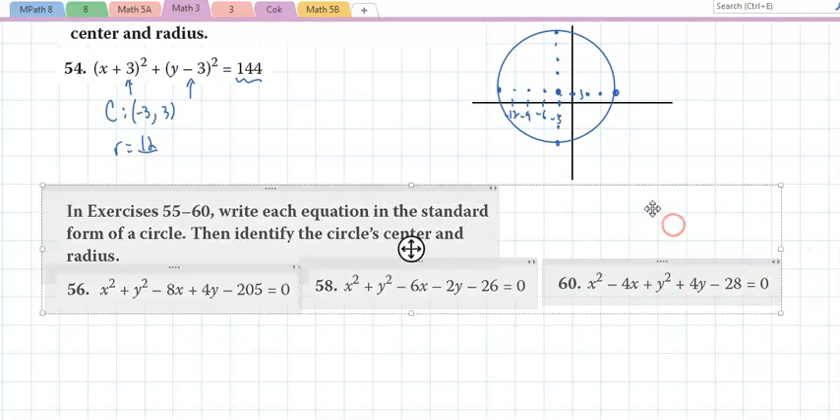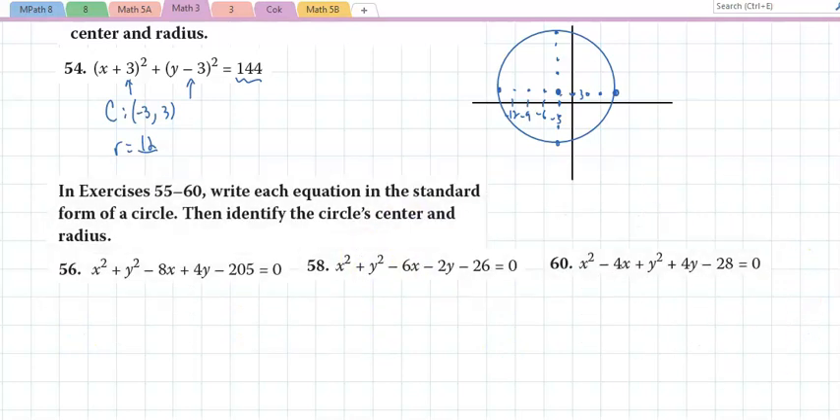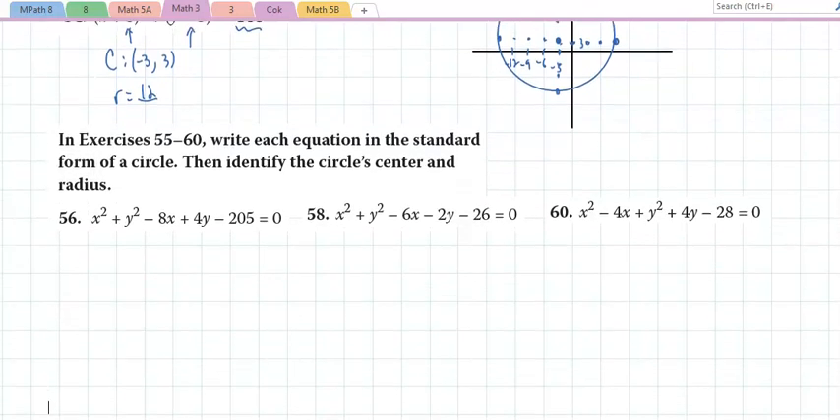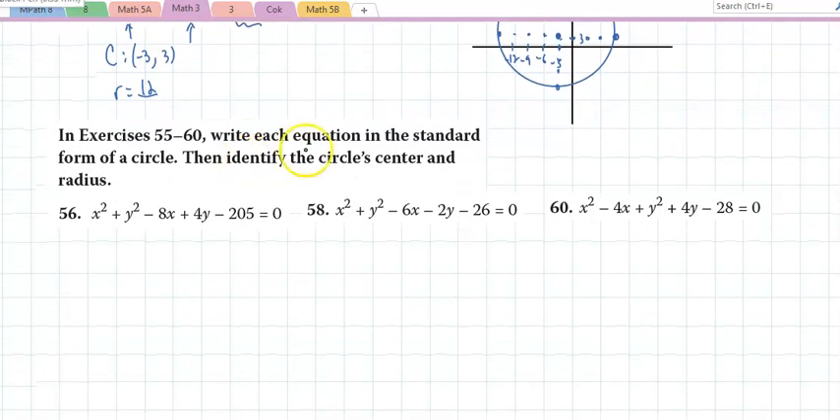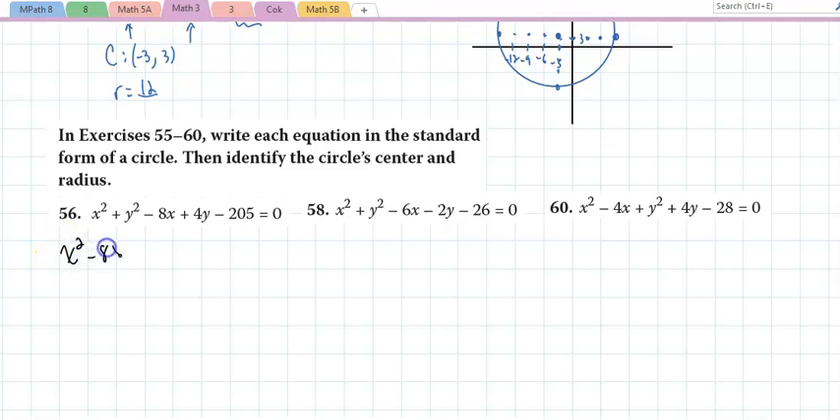Now, the catch is to get them in standard form, and that takes a bit of work, not a whole bunch. Here, it says, write each equation in standard form, then identify the center and the radius. Here, I'm going to get the x's close to each other, and I'm going to add a number to the x's. I'm going to get the y's together, and I'm going to add a number. I'm going to move the 205 to the right. Whatever number I add to the x's, I have to add on the other side. Whatever number I add to the y's, I have to add on the other side.